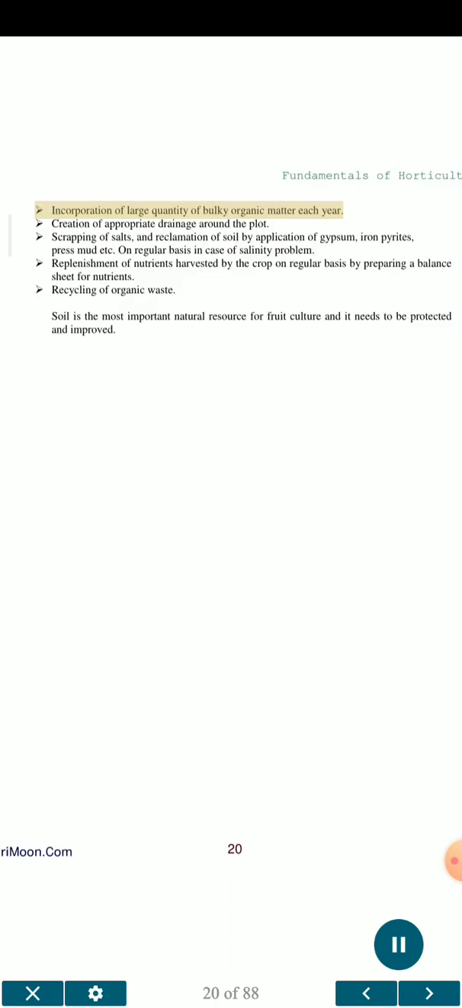Incorporation of a large quantity of bulky organic matter each year. Creation of appropriate drainage around the plot. Leaching of salts and reclamation of soil by application of gypsum, iron pyrites, press mud etc. on a regular basis in case of salinity problem. Replenishment of nutrients harvested by the crop on a regular basis by preparing a balance sheet for nutrients. Recycling of organic waste. Soil is the most important natural resource for fruit culture and it needs to be protected and improved.